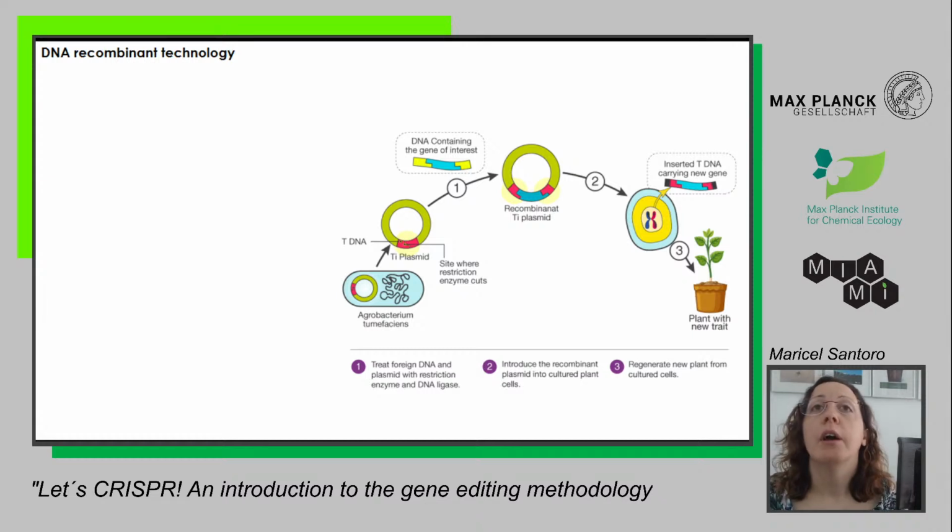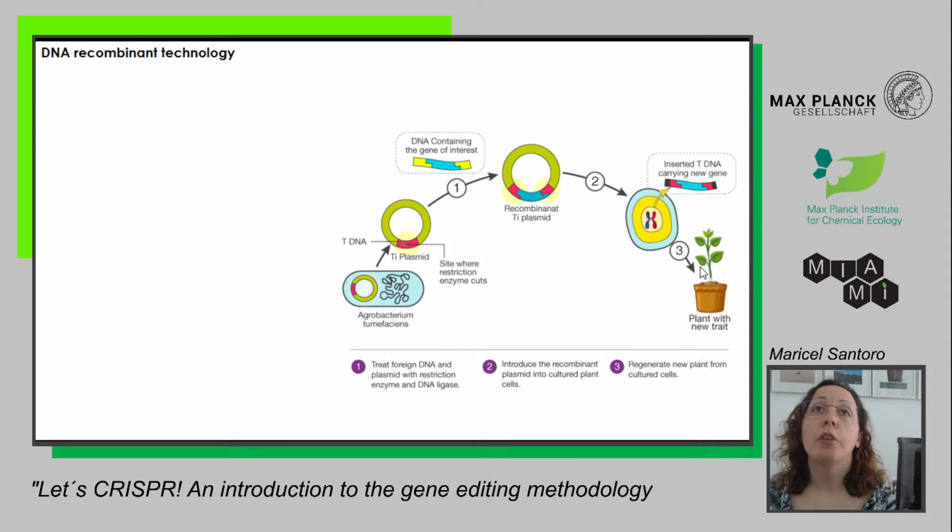This is one example of how we do it with plants. We have one bacterium which normally infects plants, generating small tumors. Probably you have seen this, Agrobacterium tumefaciens, resulting in a plant tumor. So they carry a vector, which is also a DNA molecule, in which we want to put our gene of interest. And then this vector with this bacterium goes into the plant. And then we have in the plant the gene of interest that we want.